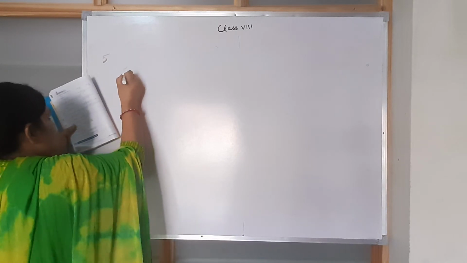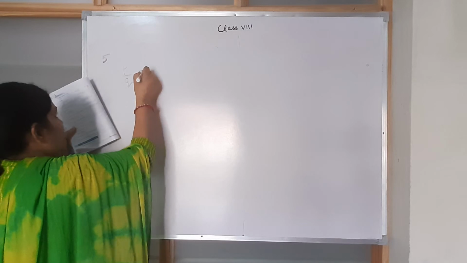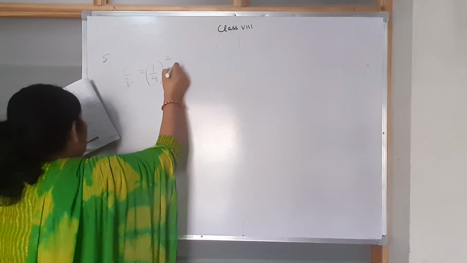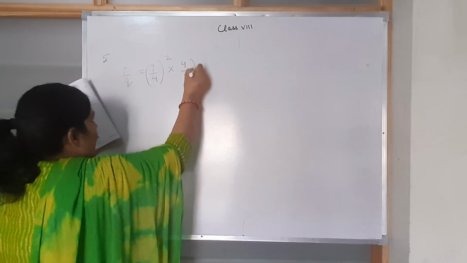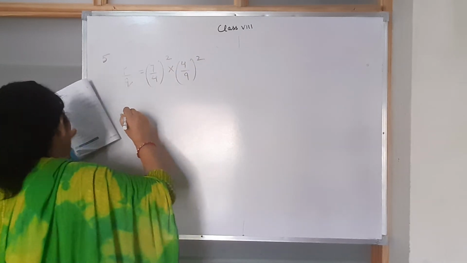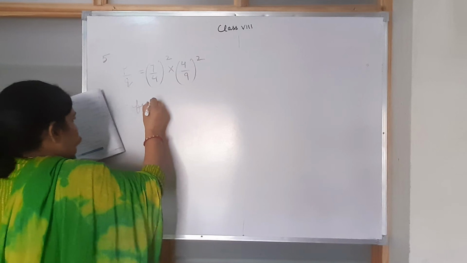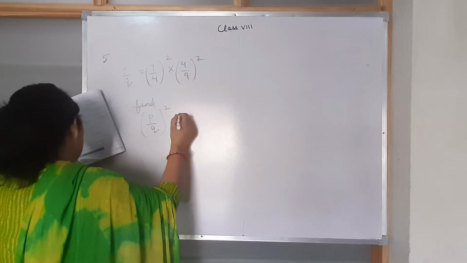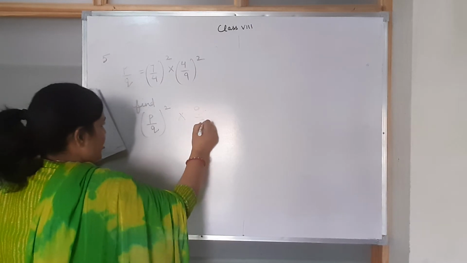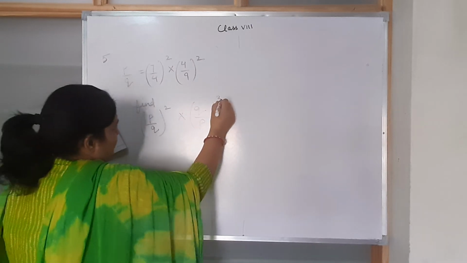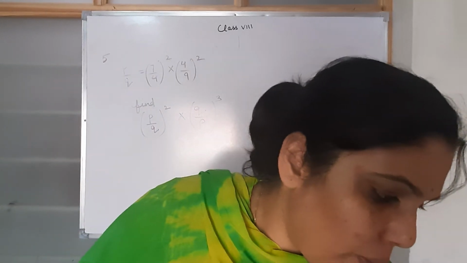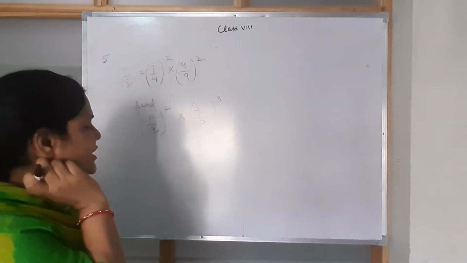Alright. So this is P upon Q given to us: 7 upon 4 whole raised to the power 2 multiplied by 4 upon 9 whole raised to the power 2. You just need to find P upon Q whole squared into Q upon P. I am just giving you hints so that you will be able to solve it on your own. Then in the next video I will discuss the solutions.